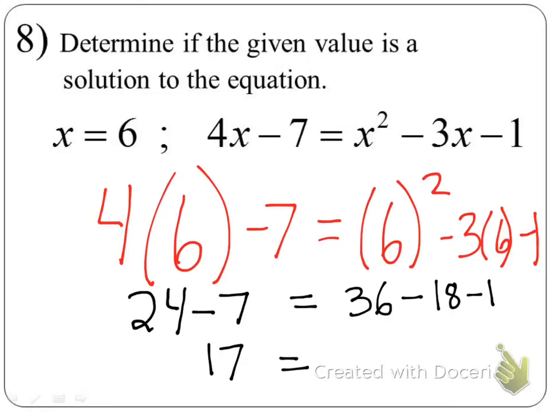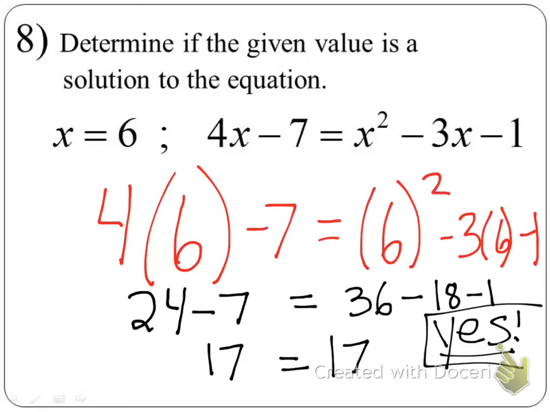17. So is x equals 6 the solution for this equation? You would just put a yes. So the answer is yes. The answer is not 17 equals 17. A lot of times students forget to tell me the answer of yes. Like, is this the solution? 17 equals 17. That doesn't make sense in conversation. The answer is either yes or no on these. Any questions?